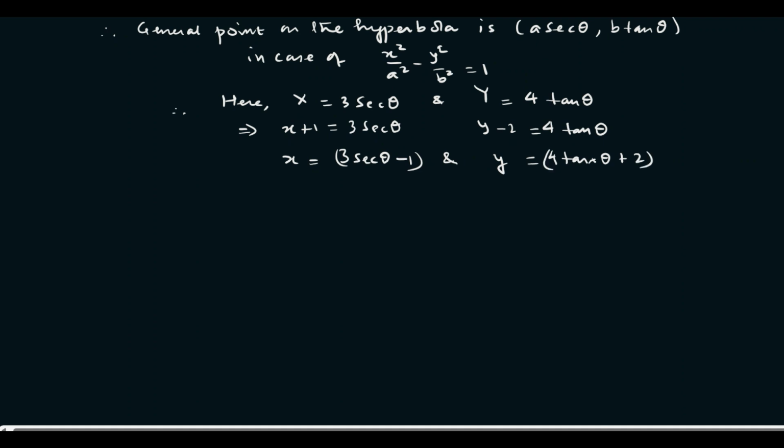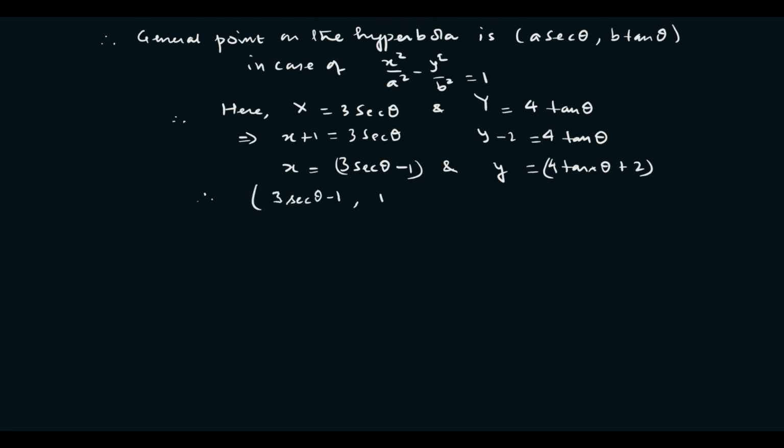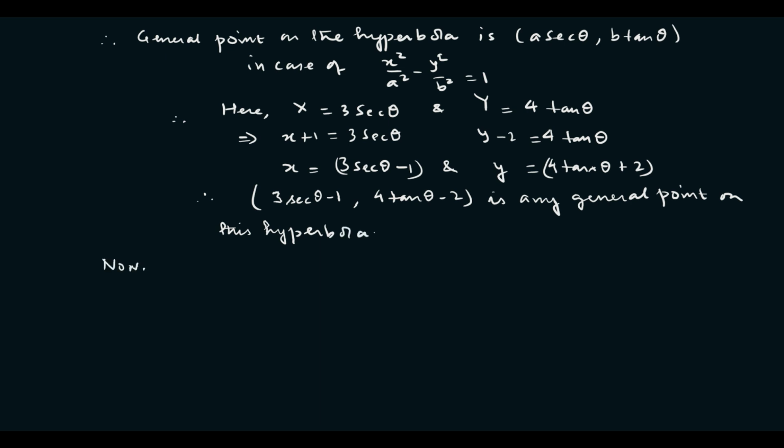Now these values give you the general point lying on this hyperbola, that is (3 sec theta minus 1, 4 tan theta minus 2), any general point lying on our hyperbola, right? This hyperbola which is given in the question. Now this is okay. Furthermore, we need to find the foci of this hyperbola.